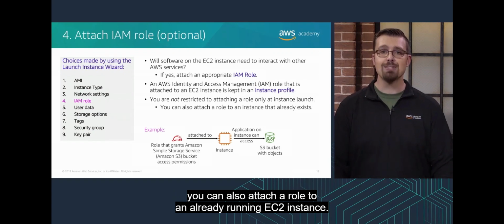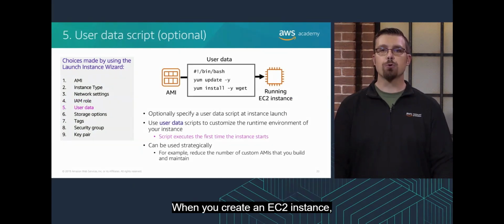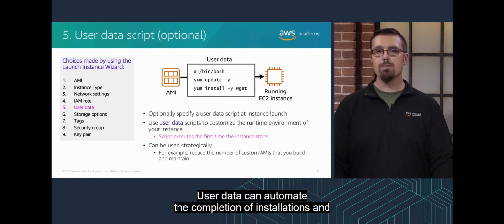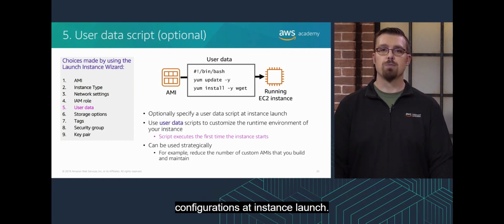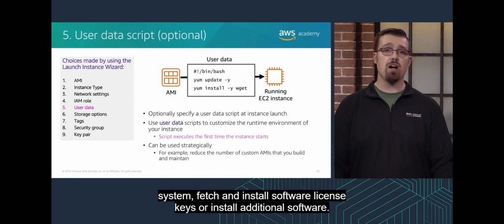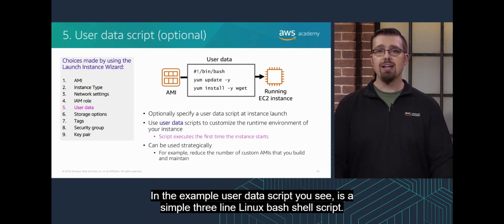already running EC2 instance. When you create an EC2 instance, you have the option of passing user data to the instance. User data can automate the completion of installations and configurations at instance launch. For example, a user data script might patch and update the instance operating system, fetch and install software, license keys, or install additional software. In the example, the user data script you see is a simple 3-line Linux bash shell script.